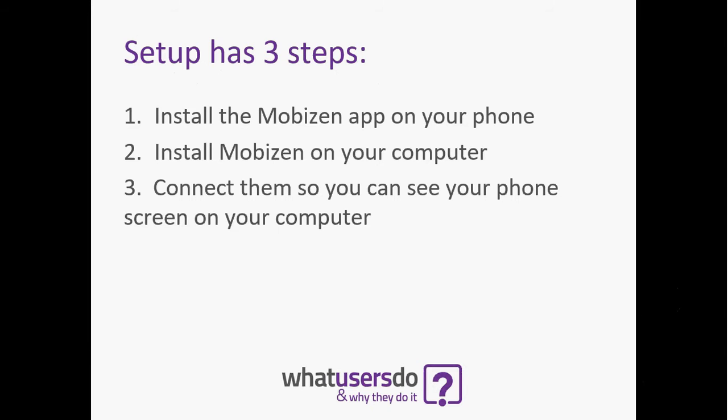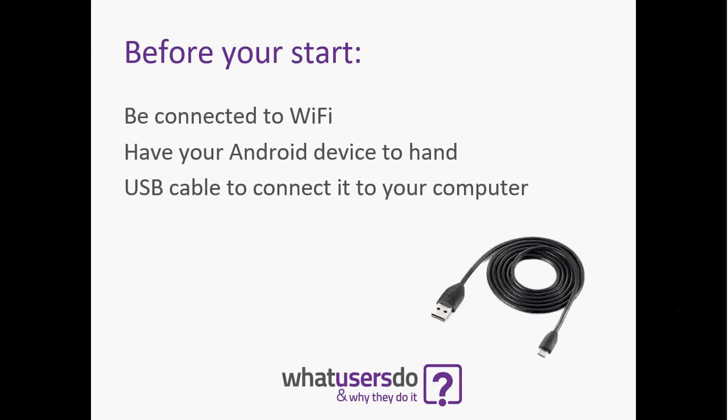There are 3 steps, and we'll go through each of these in a moment. The first thing is to install the mobizen app on your phone and register. Then you install the mobizen program on your computer. Connect the two together so that you can see your phone screen on your computer. Let's go to step 1.